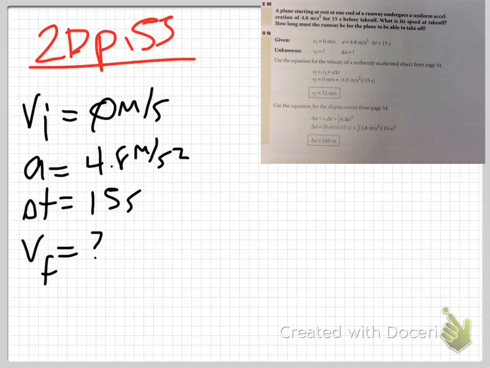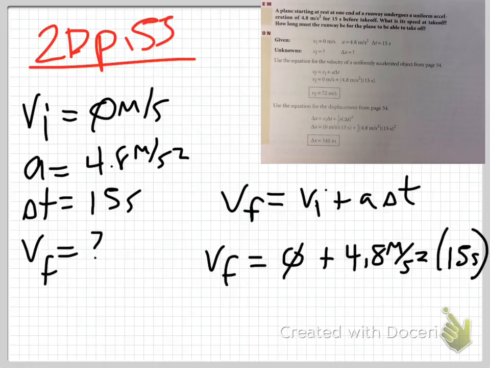Again, we now are up to 3 of the golden equations, plus our little simpletons at the beginning. So we want to use the variables we have to guide our choice of equation. So we have VI, A, delta t, and VF. Is there any equation we have that links those 4 things? Yeah, we just talked about it. VF equals VI plus A delta t. Your final velocity is equal to your initial plus your rate of acceleration times how long you've had to accelerate.